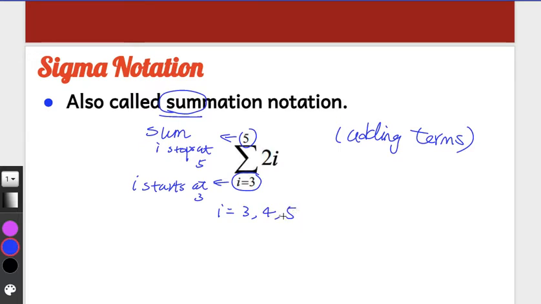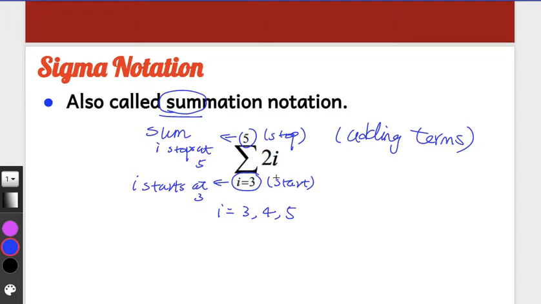Some students might ask, is i only for the counting number? Yes. We can use n, we can use k, we can use all different kinds of letters, but we always put a counting number. Where do you start? Where do you stop? For example, if I put i equal to 1, then you just keep counting until you reach whatever you stop at here.